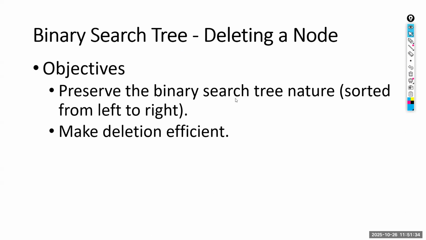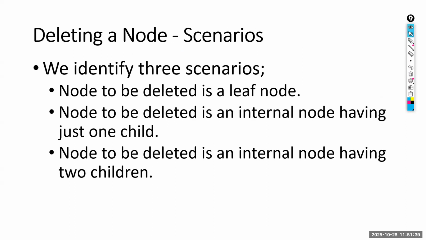So it's a little bit complicated, but it's not rocket science. Okay. So we can identify 3 scenarios. What are those 3 scenarios? Number 1, node to be deleted is a leaf node. That is the easiest to implement.